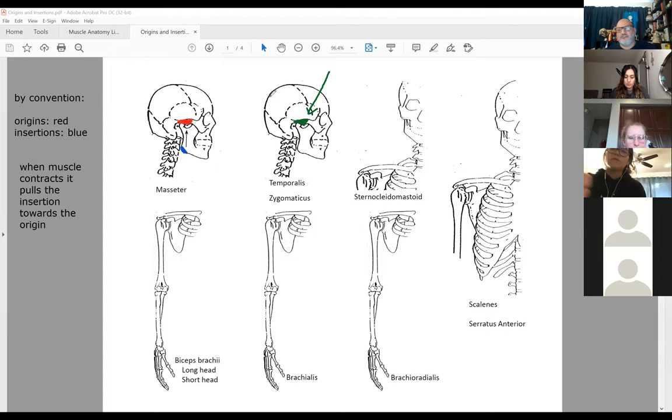Zygomatic arch. Yeah, it'd be the, no, I didn't ask you what this skull feature was. I asked you to identify the muscle that originates from this skull feature. Masseter, right? Notice also, I could point here, identify the muscle that inserts into this bone feature, and what would you say? Masseter, right? So, like I said, probably somewhere around 20% of the exam will be bones. So you need to know your bones and bone features.